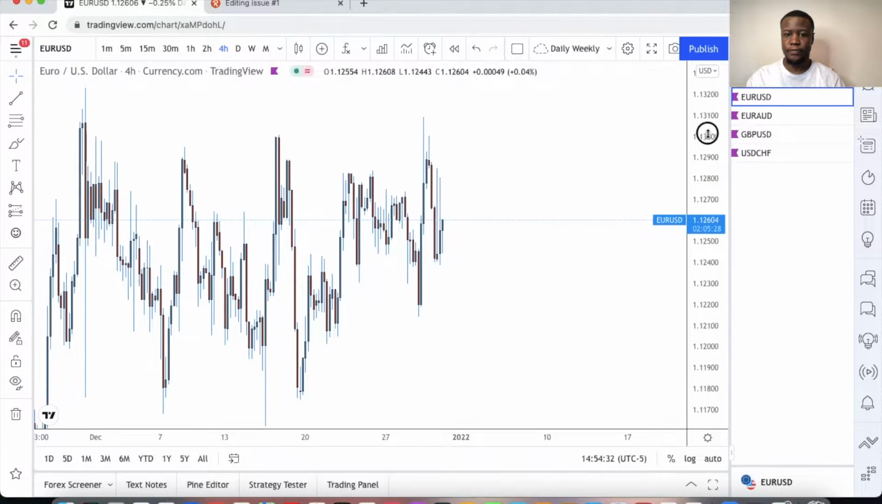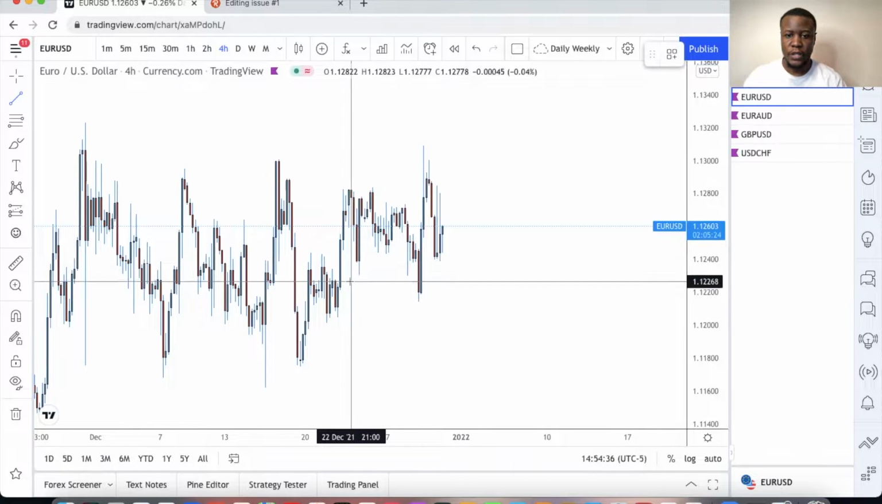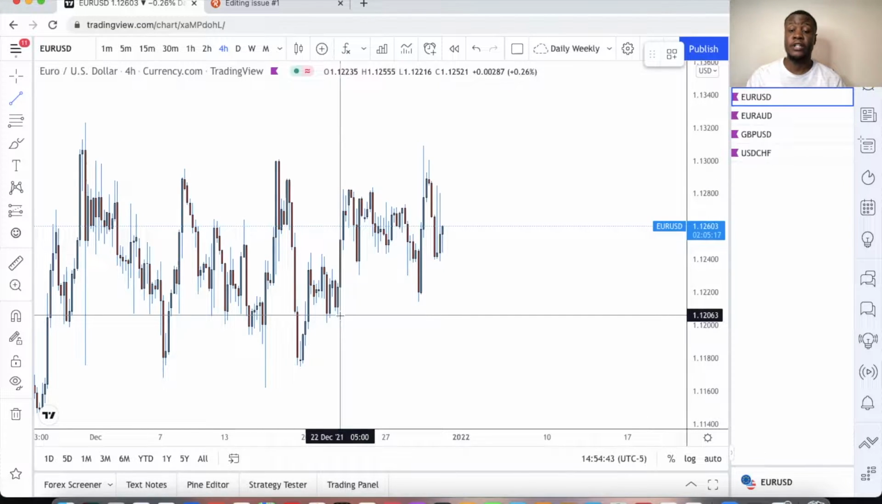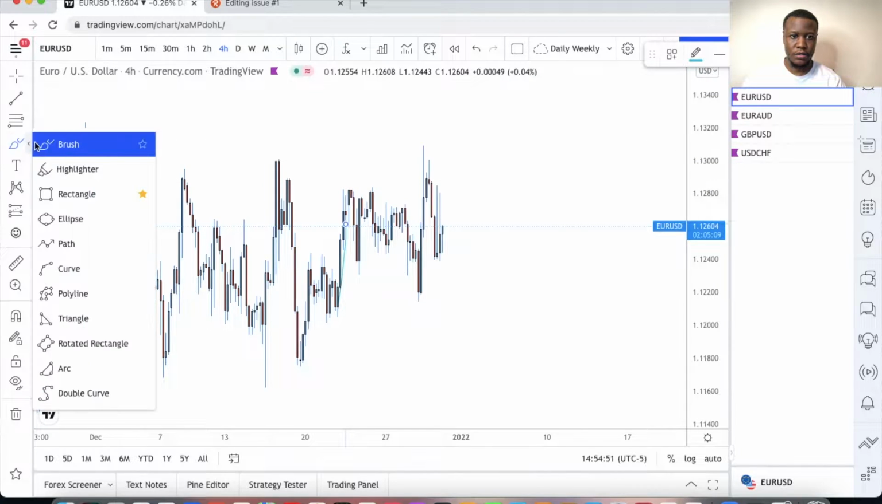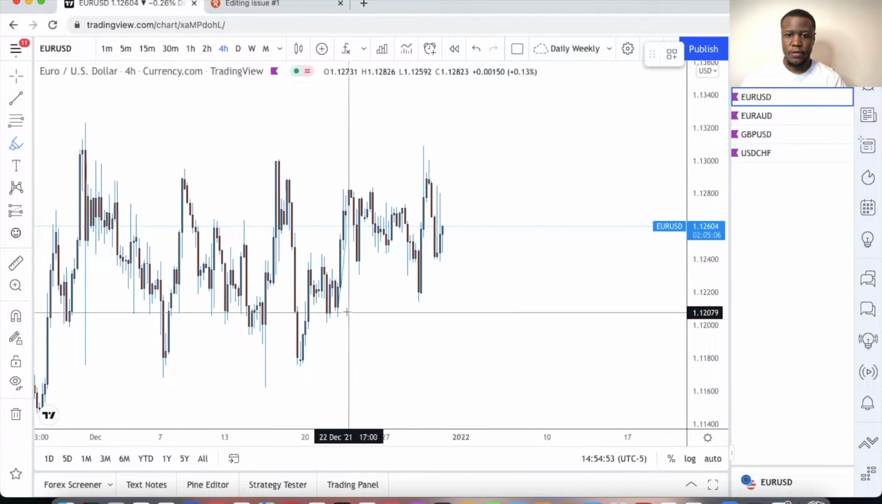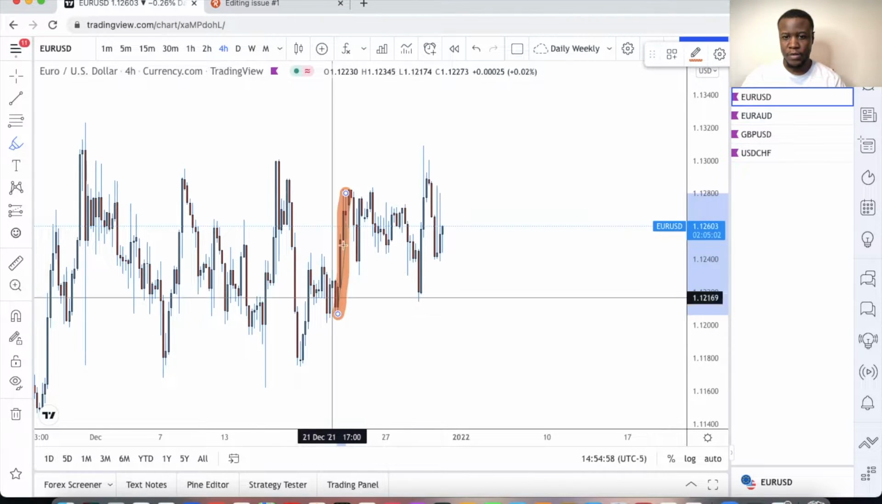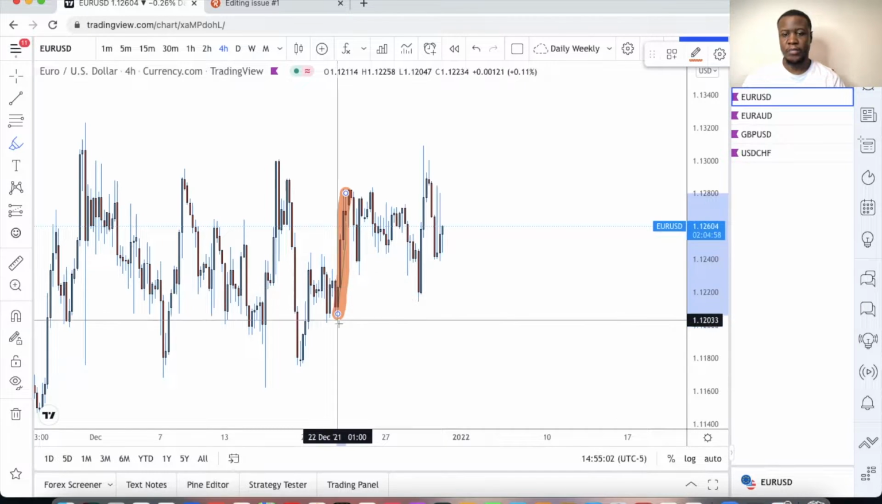So we have this candle, this down candle right here. That is a return candle. Why is it a return candle? Because we have this big impulsive move right here. And before the big impulsive move, you see we had this down candle right here, the bearish candle.